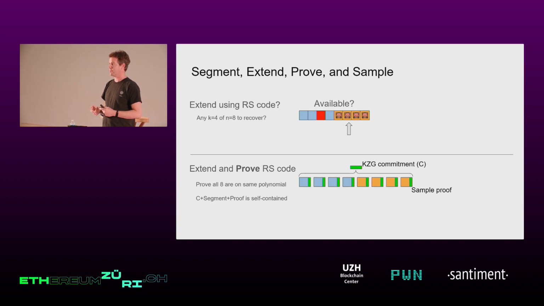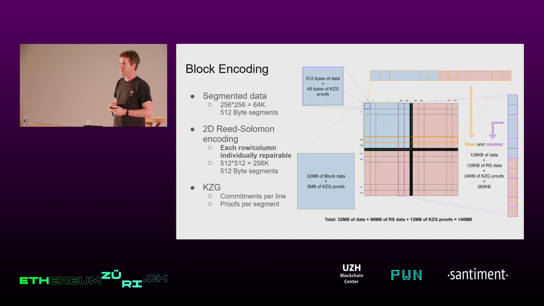So your math is working again. If you sample and you get something, you know it can be used to reconstruct. So once you segment, extend, prove, and sample, you are having something which can be used to guess whether the data is available or not. Now, this would be very nice, but this is not what is being planned in Ethereum. That's slightly more convoluted. It's just a nice little step. So this is what it is.